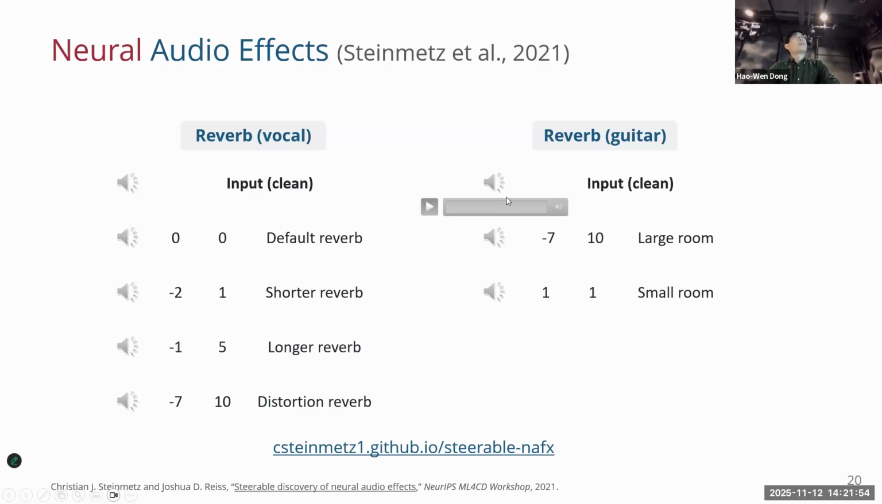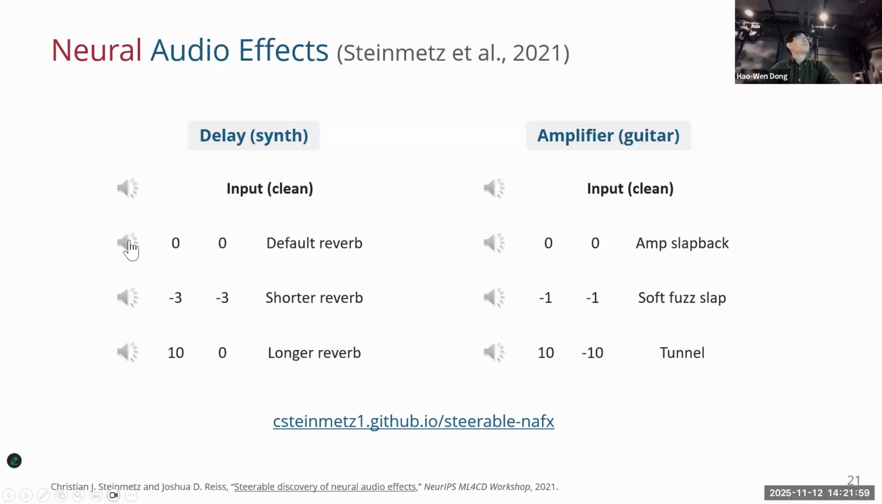And then for guitar, I think we won't play it, delay. That's the artifact. Amplifier, the guitar one. So this is the input. The default is something like this.